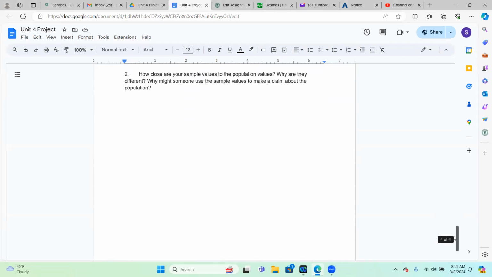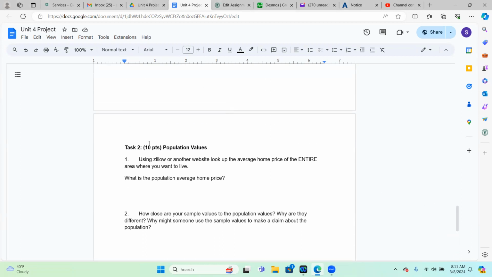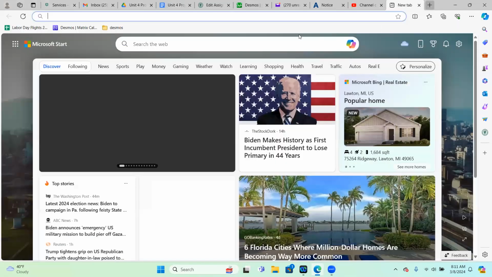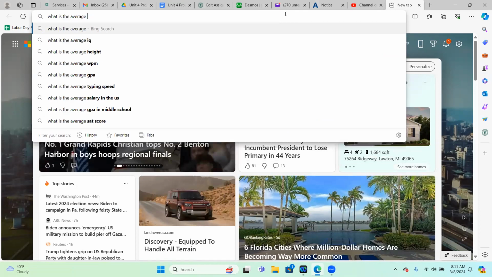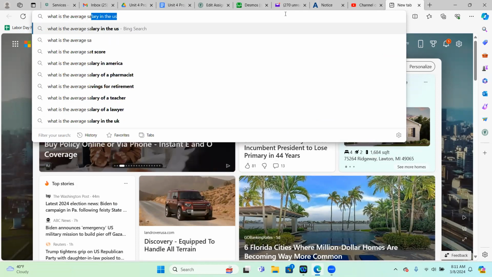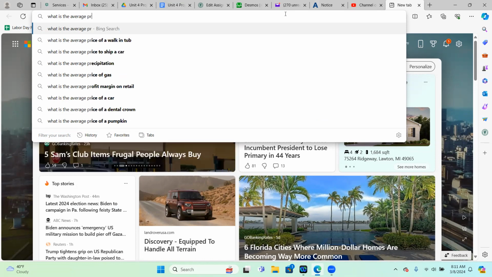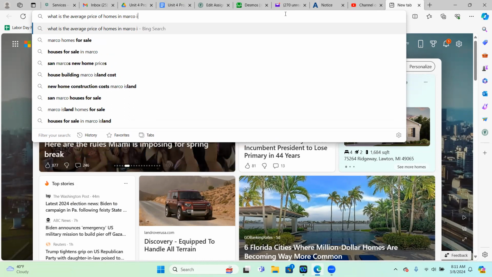Okay, then the second task is asking you to look at population values. So remember, you just took a sample of home prices in your area. I would like you to go to Zillow or just Google and ask, what is the average price of a home in Marco Island? I've been researching Marco Island, so I could say, what is the average price of homes in Marco Island?